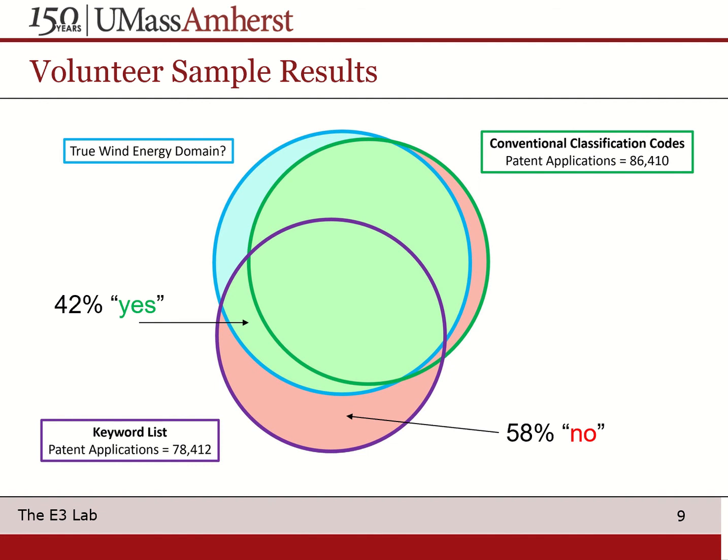We found from this manual review that 42% of the sampled patents were labeled as yes, related to wind energy, and 58% of the sampled patents were labeled as not being related to wind energy. From these results, we gathered all the classification codes that were associated with each sampled patent, and counted the number of times each code was present within the total pool. After ordering all these codes in descending order of occurrence, we took the top 15 codes within the set of patents that were labeled as being related to wind energy and included this list of codes as a condition to our wind energy domain definition.